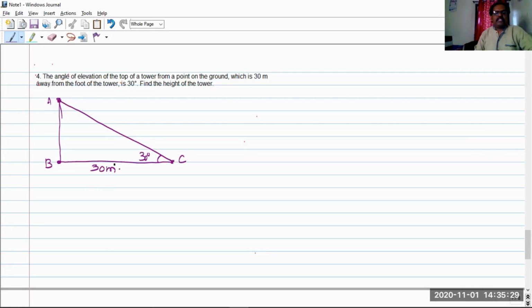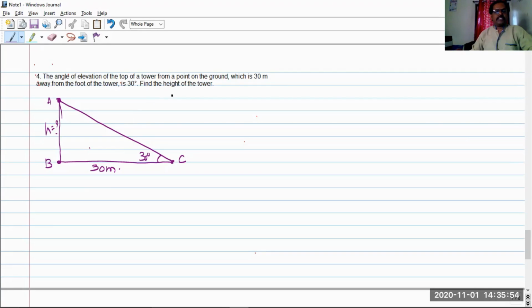And what is the question? The question is to find the height of the tower. H we need to find. So which ratio can we use here? Theta is 30 degrees. Its opposite side we need to find. Its adjacent side is known. So what is the ratio in terms of opposite and adjacent side? Yes, that is nothing but tan theta, right?